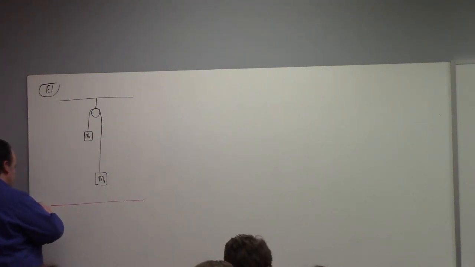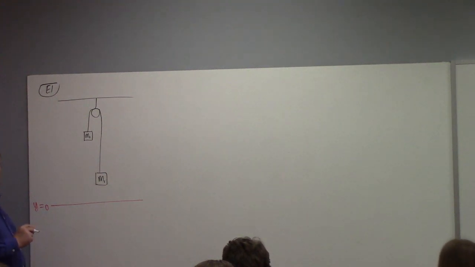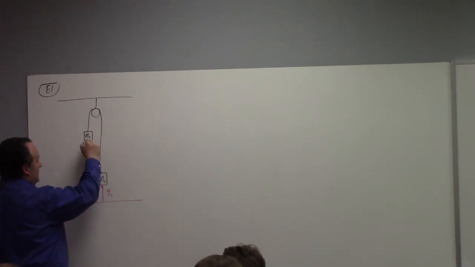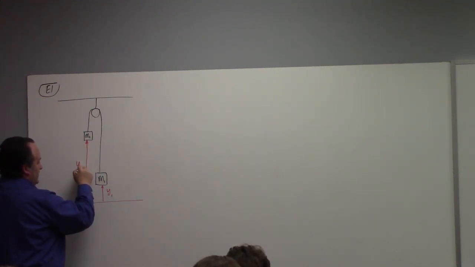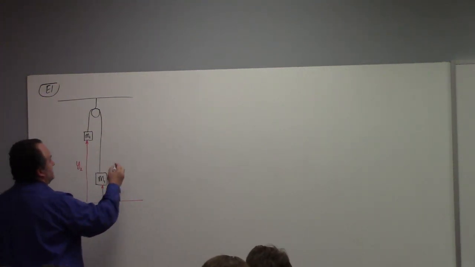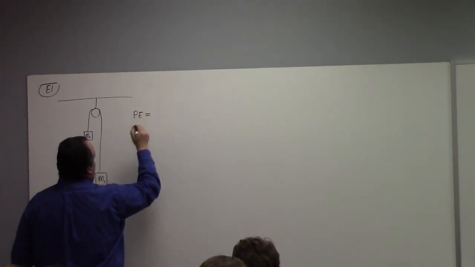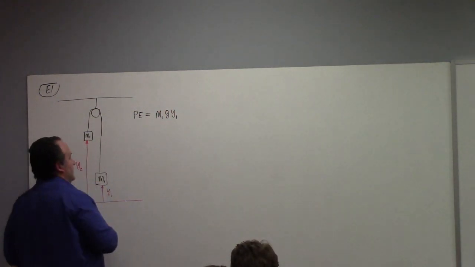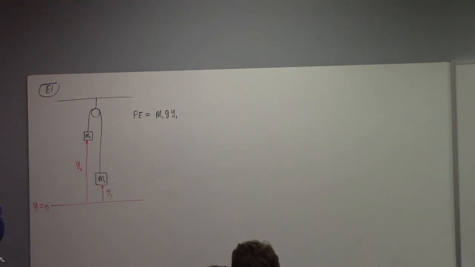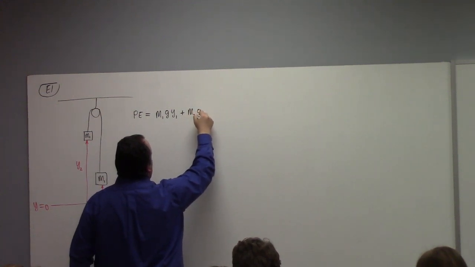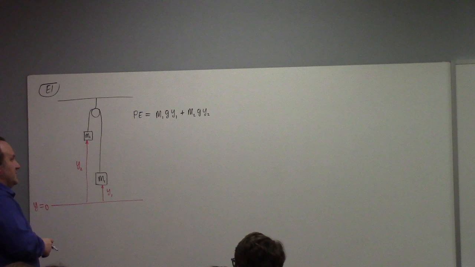So let's suppose that this down here is y equals 0, all right? If I let this distance right here be y1, and this distance right here be y2, then what would the formula for the potential energy of this system be? I have m1 g y1. That's my potential energy for the first one, right? What's the potential energy for the second one? Right, so plus m2 g y2. So that's the total potential energy, right?